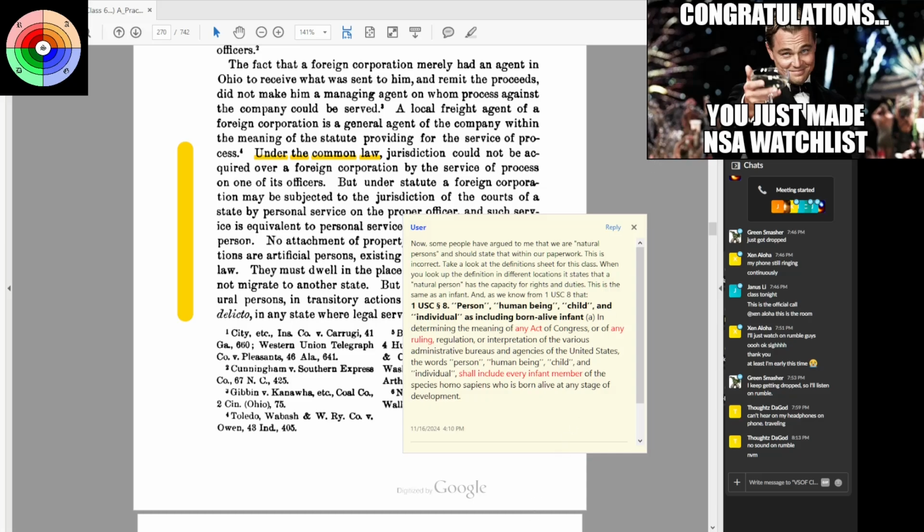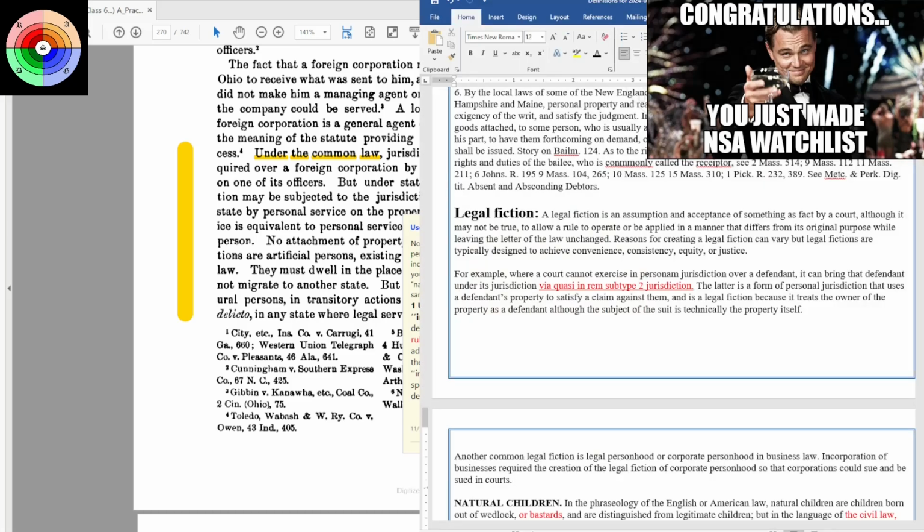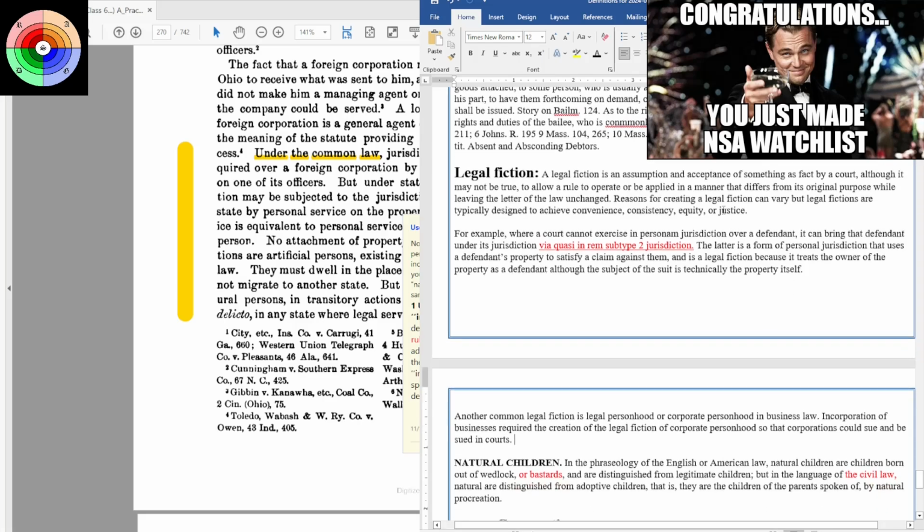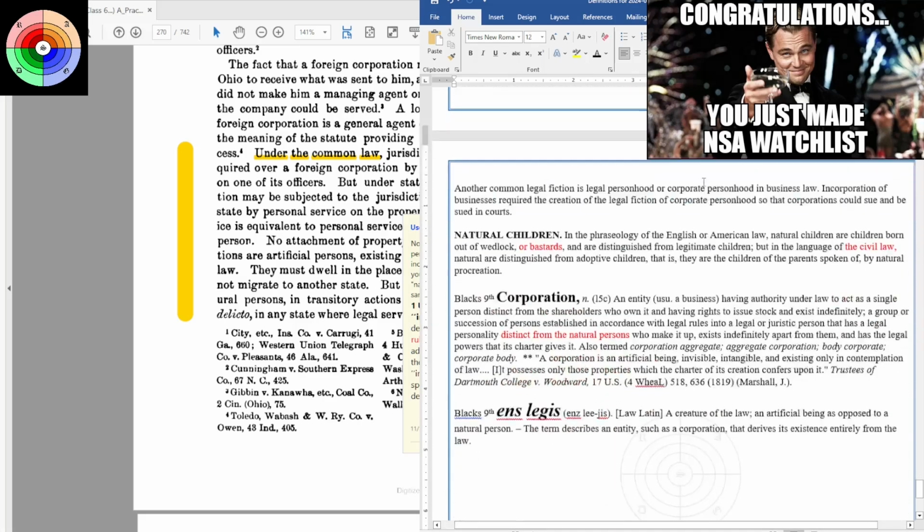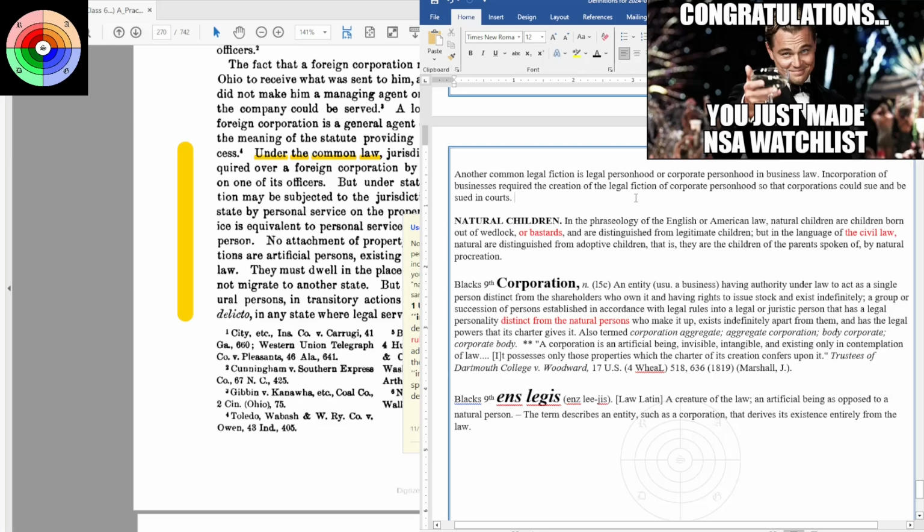I'm going to open up the definition sheet here, and let's take a look at legal fiction first. Well, we did legal fiction before. All right, let's get down here. So natural children, because guess what? It doesn't actually define natural person in Bouvier's. Why not? Because natural person is not a term at law. It's a Roman civil law term, right? Of course. And I'll show you where this connects here.